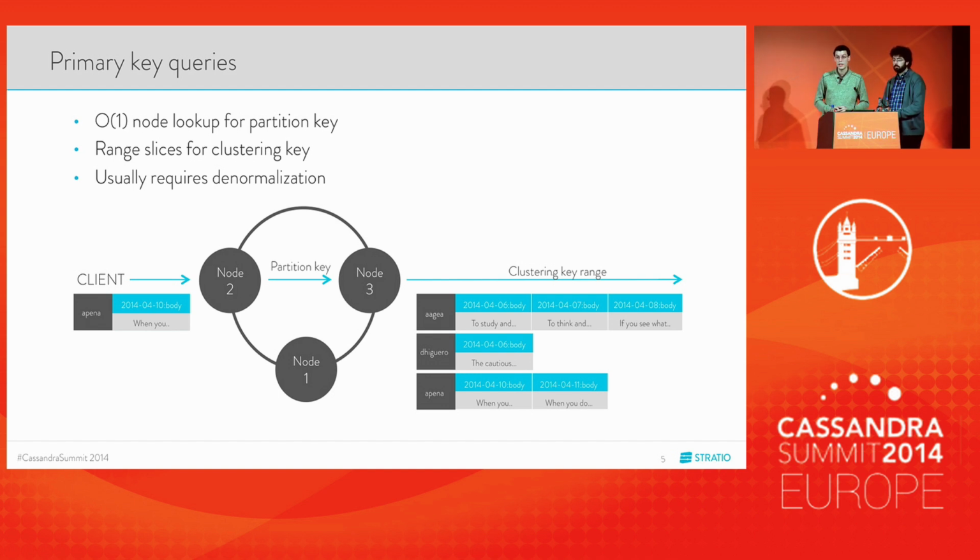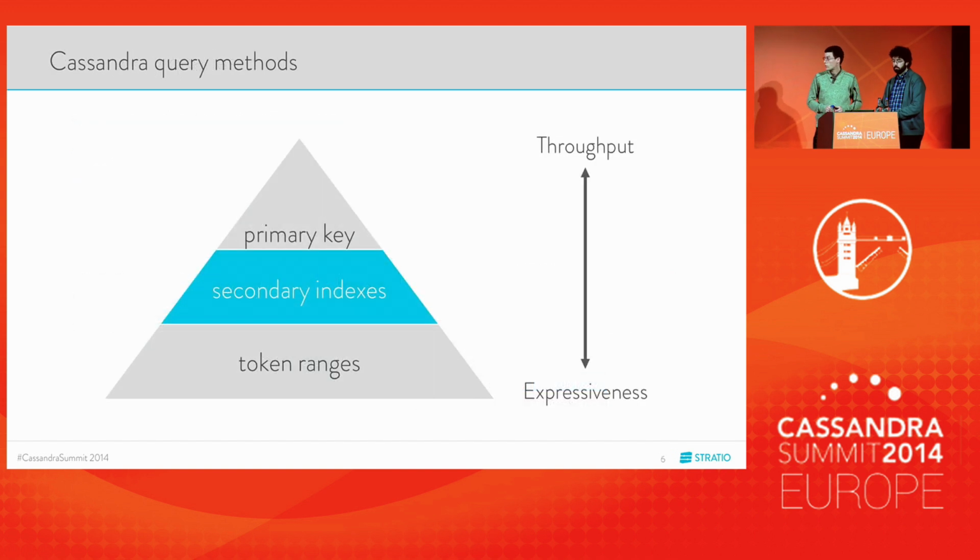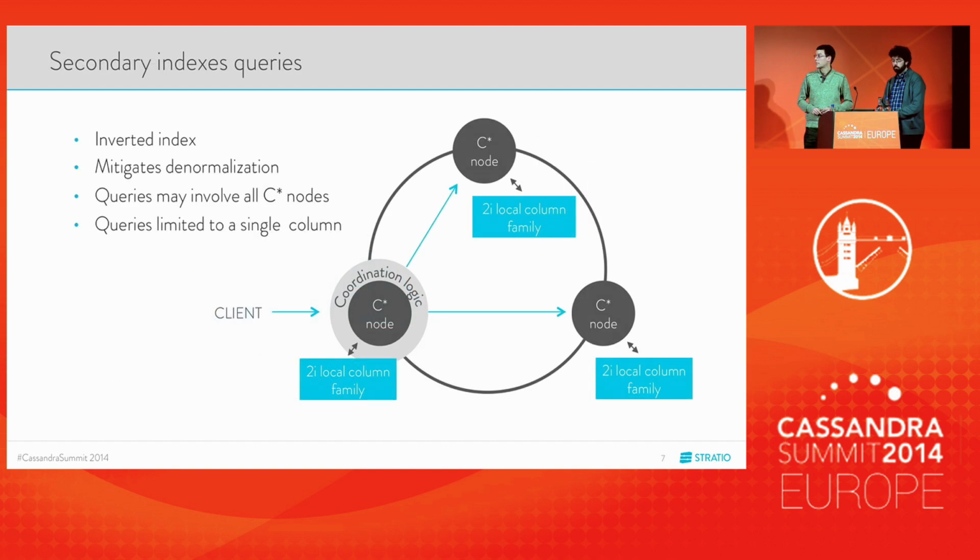That is fine, but we need primary keys. So what happens when we want to make some queries that are not part of the primary key, or we cannot do it by themselves? Then we need to rely on secondary indexes. Secondary indexes basically allow you to create an inverted index, so you can create an index for columns that are not part of the primary key, and then you will go and retrieve the data.